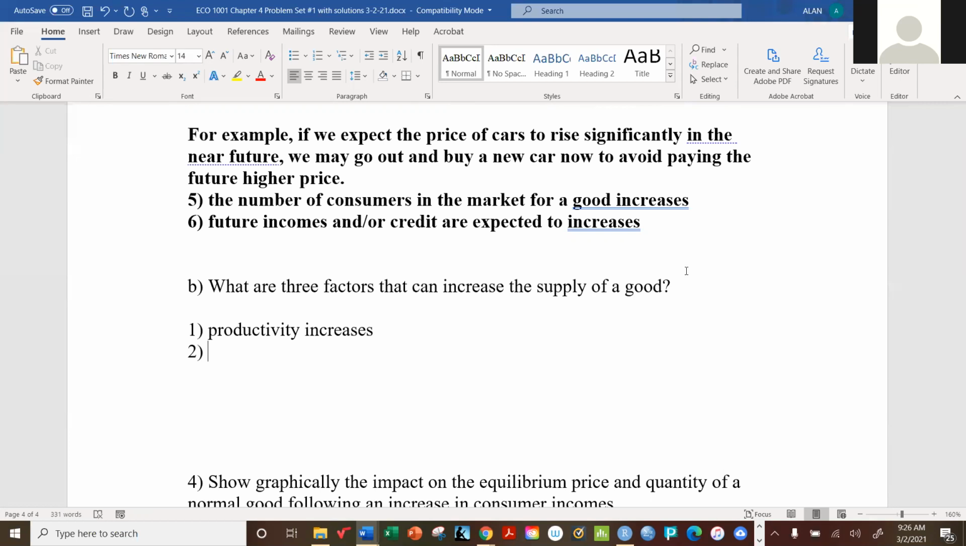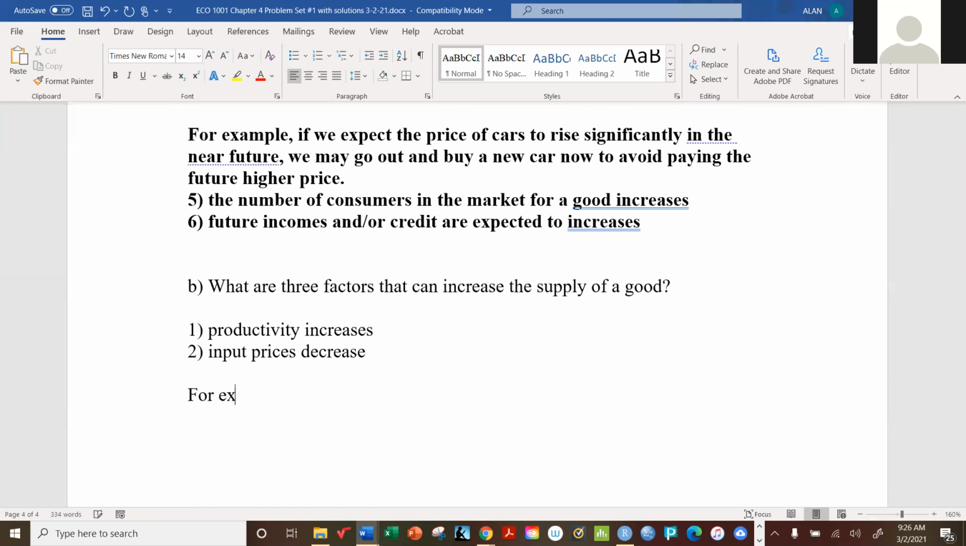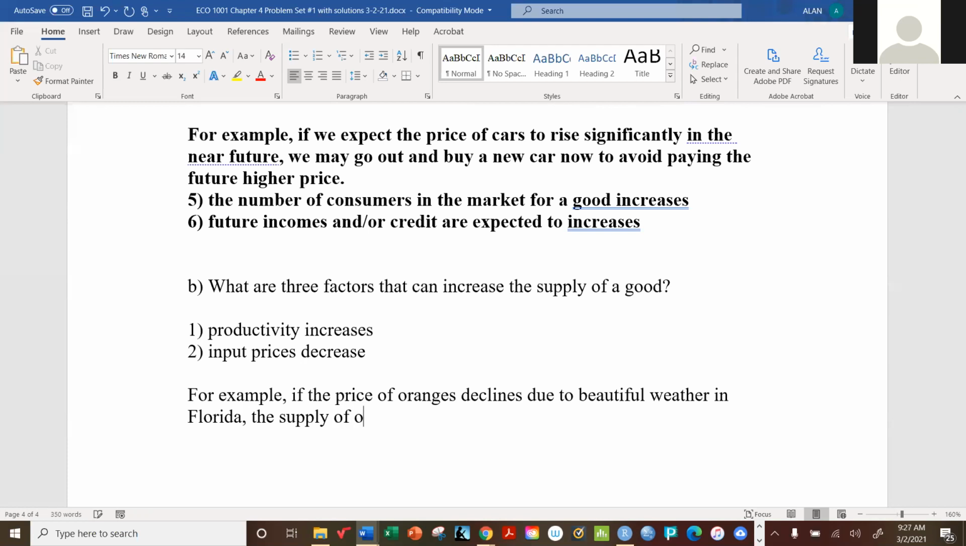How about 2, input prices? Oh yeah. Okay, this is a classic example. So for example, if the price of oranges declines due to beautiful weather in Florida, the supply of orange juice should increase.